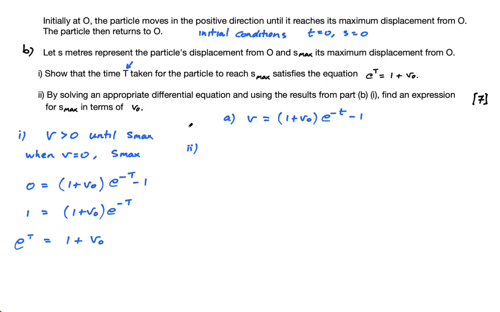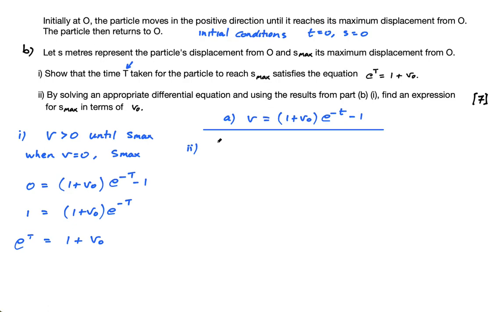Part II, he says, let me draw a line under this. Here he says, by solving an appropriate differential equation and using the results from part I, find an expression for S max in terms of V0. Right, again, this is a bit like the first one. We were solving a differential equation. We're going to solve a differential equation here, but with S instead of V.